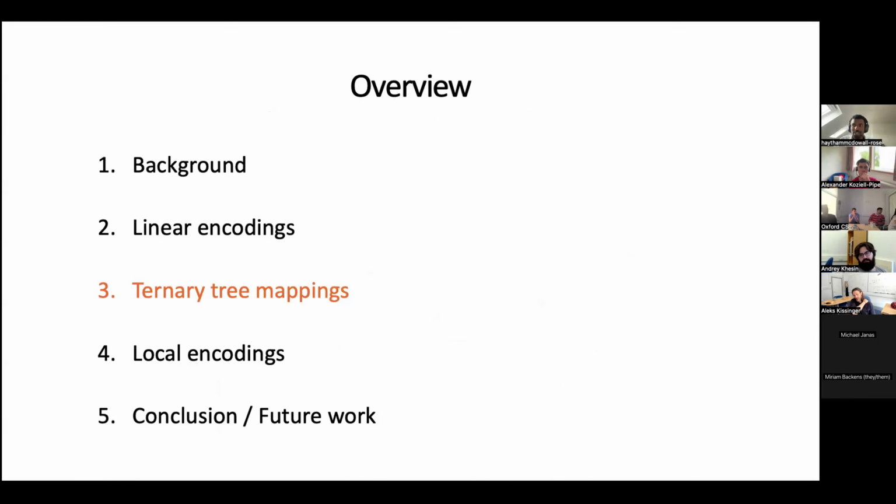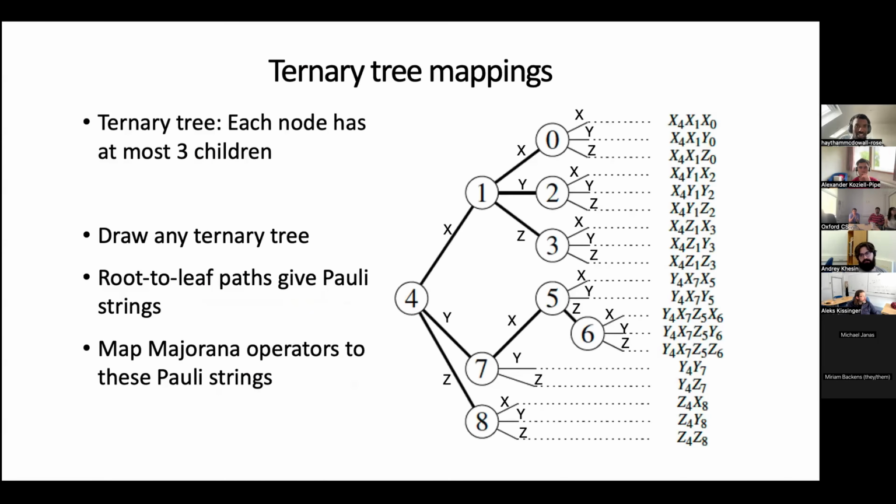So yeah, ternary trees. This is to me the most interesting part of this actually, ternary tree mappings. Let's talk about what they are. This diagram looks a bit messy, but trust me, it makes sense. I will explain it. A ternary tree is any tree where each node has less than or equal to three children. So the children are the ones that come immediately after.